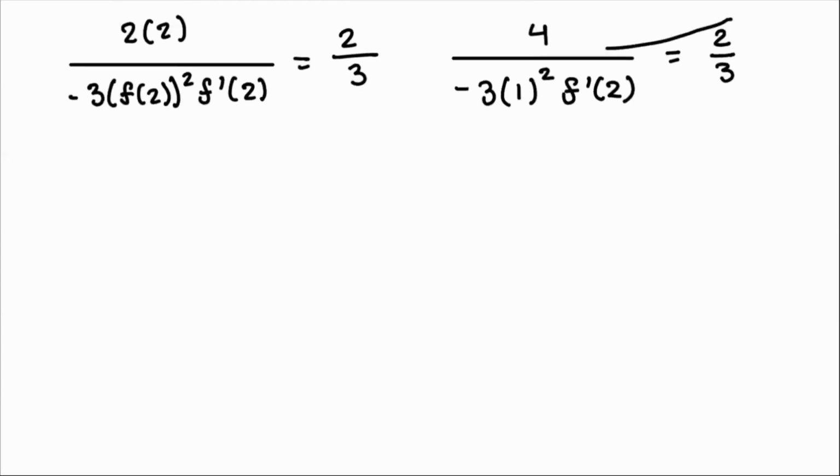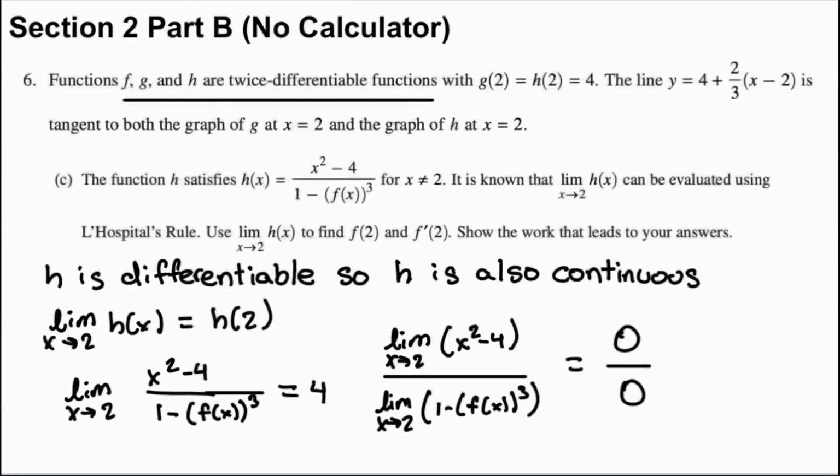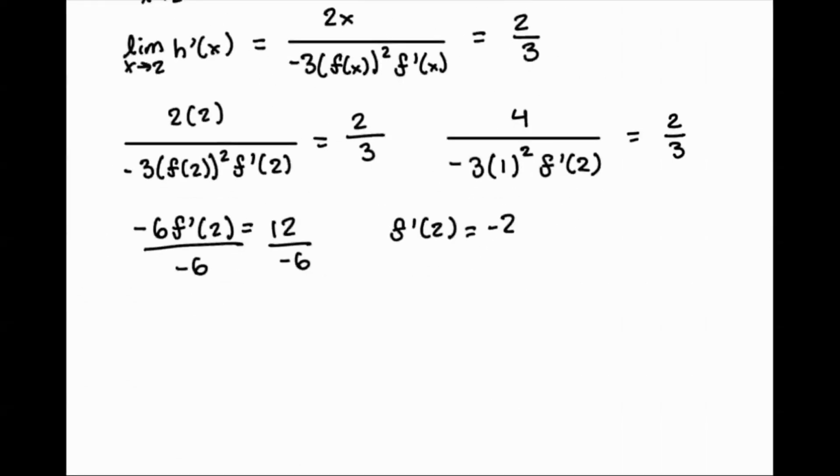And now we can do some cross multiplying business. We have -6 f prime of 2 is equal to 12. And again, getting that out of the way, we get f prime of 2 is equal to -2. So that's where we found f prime of 2, and that is our final answer. We found both f and f prime of 2.